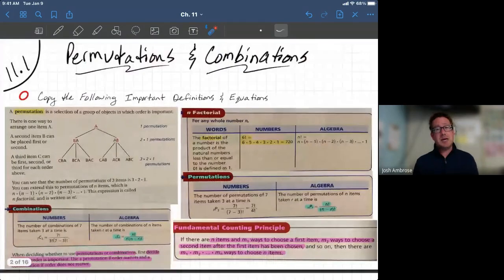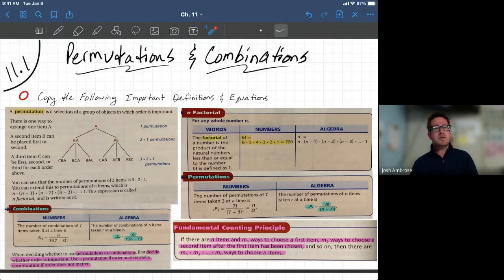First section in chapter 11, all about permutations and combinations. Words that you may have never heard before. On this whole page, you're given all of your necessary notes, all the necessary stuff to copy down. A permutation, one of the ways to think of this is when the order of a given situation matters, okay?